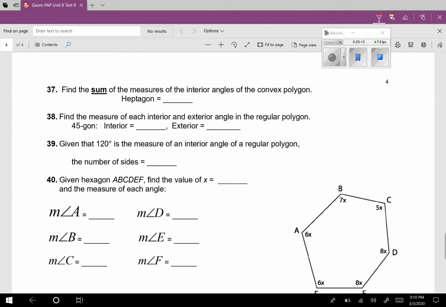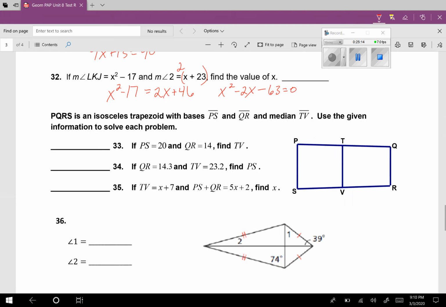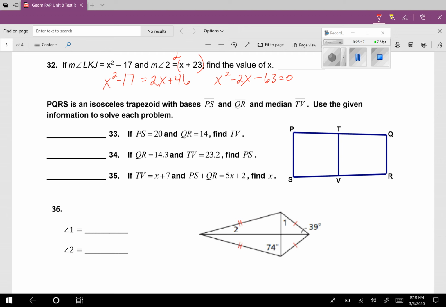Okay, so next part's here. It says PQRS is an isosceles trapezoid. Okay, so PS is 20 and QR is 14. Find TV. Okay, just add these two together, divide by 2. They give us QR and TV. Okay, so now you're just going to have to plug into the formula and work backwards.